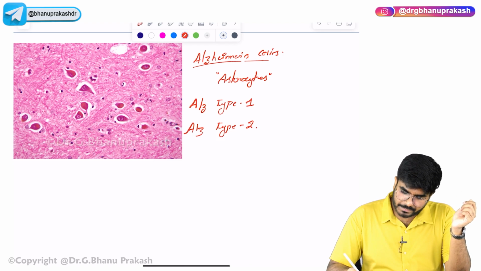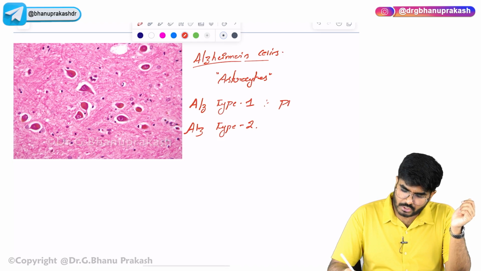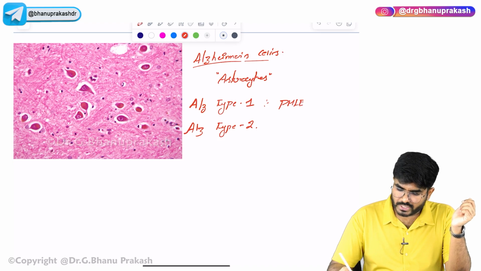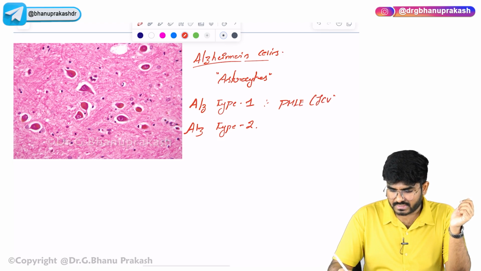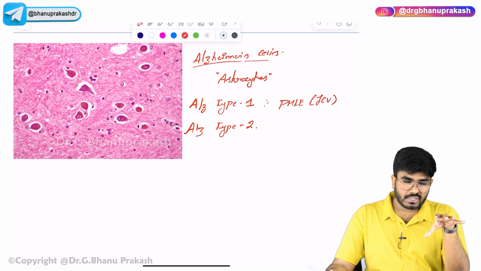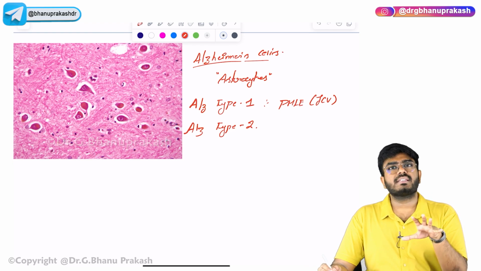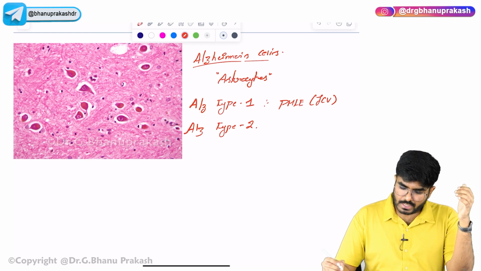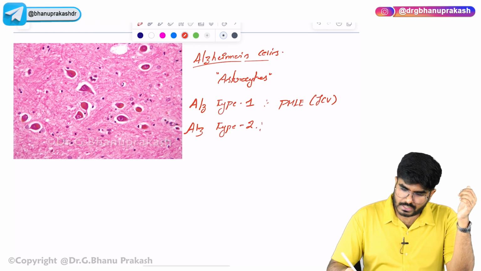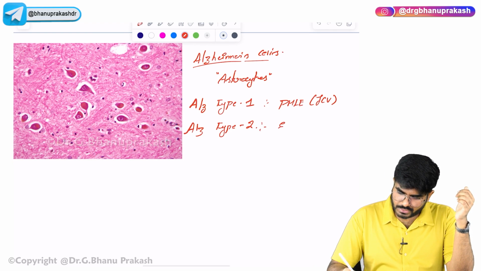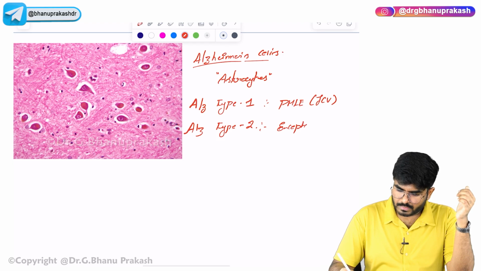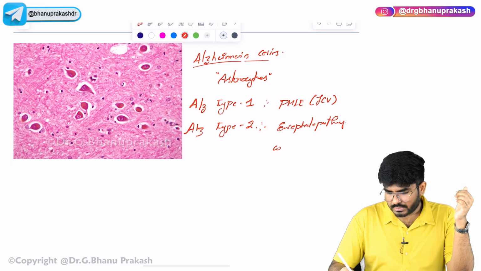So Alzheimer type 1 cells are seen in a condition called PML, progressive multifocal leukoencephalopathy, because of JC virus. When you get the JC virus infection, in histology you can see type 1 Alzheimer cells, which are nothing but the astrocytes. Type 2 Alzheimer cells are seen in encephalopathy because of the ammonia accumulation, and also in Wilson disease.